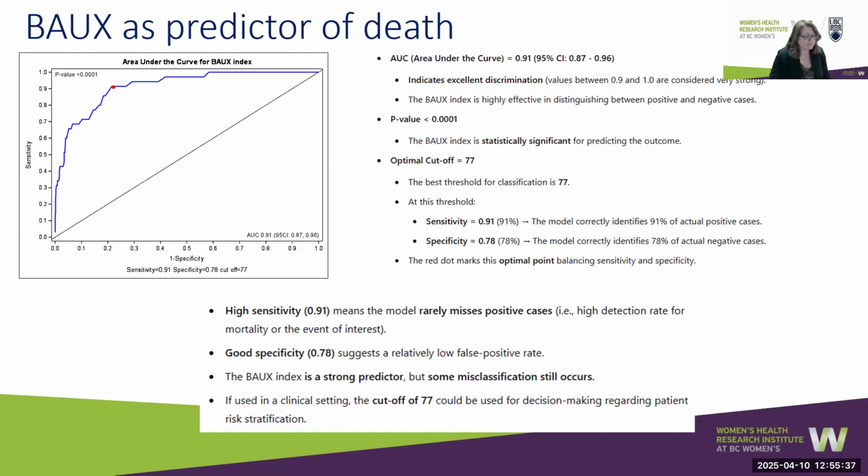So we have high sensitivity. We have not high, but good specificity. We see the bow index is a strong predictor, but some misclassification can occur. And why? For example, one person can come to the hospital with a very high bow index and survive. It's not necessarily true that everyone who comes with a bow index above 77 is going to die. Some of them are going to die and some of them are going to survive. So that's why there will not be 100% sensitivity and specificity.